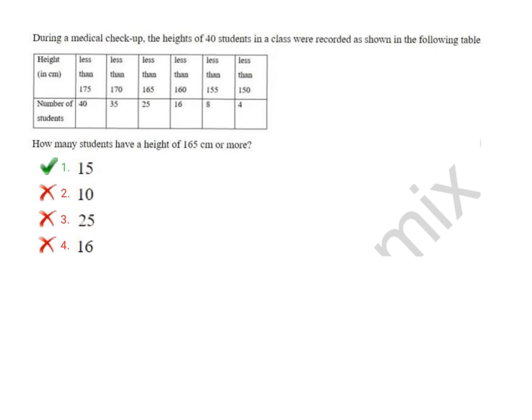Next one. How many students have height 165 or more? Now see here, less than 175, so there are totally 40 members. Less than 175 means all of them are less than 175. How many of them are less than 165? 25. Therefore I can say 40 minus 25. There are 15 members who are 165 or more.